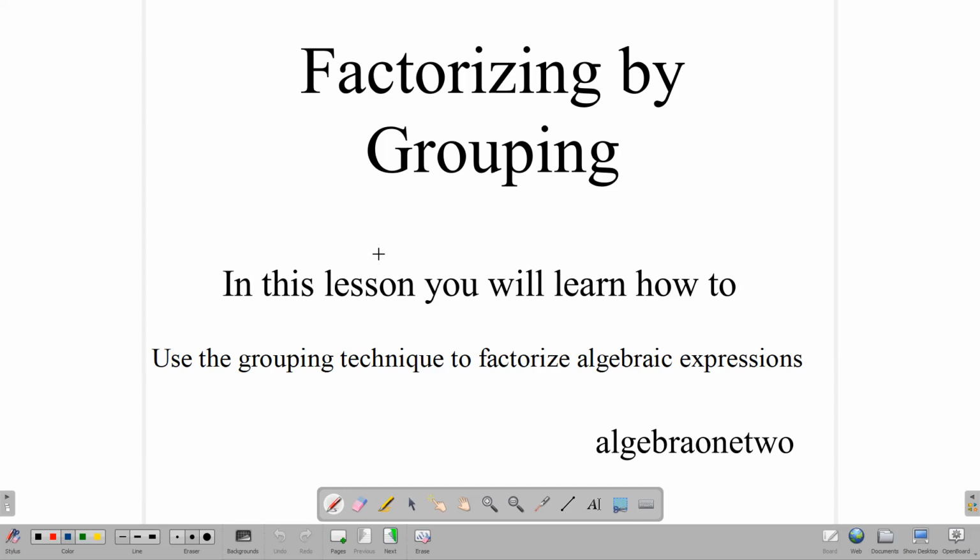And in this lesson, we are looking at how to factorize by grouping. So our objective for this lesson is to use the grouping technique to factorize algebraic expressions.